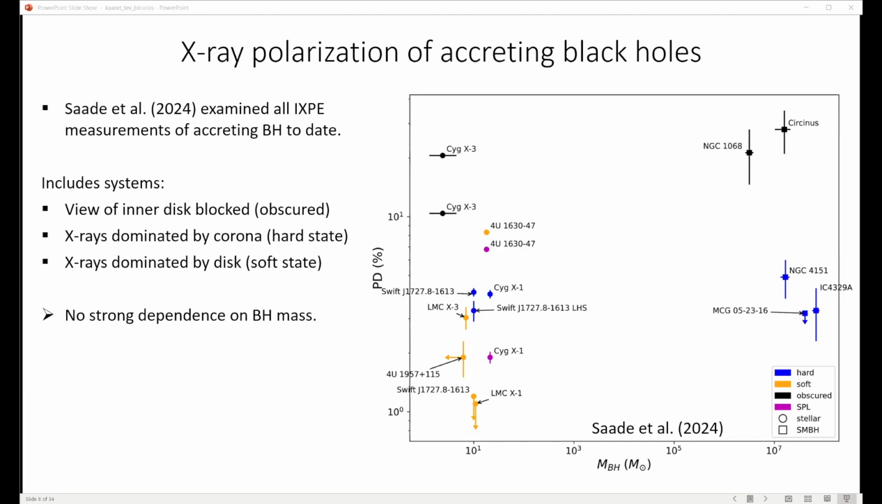Yeah, and GX339-4 was observed, I think, in a soft intermediate state, and the polarization there is also a few percent, like 2 or 3%, and it's also aligned with the jet.